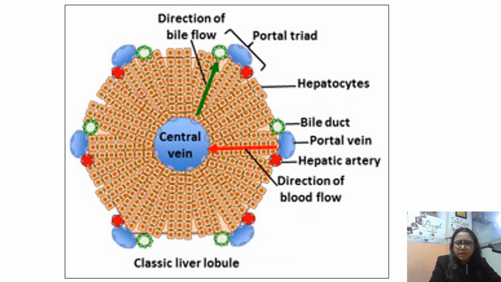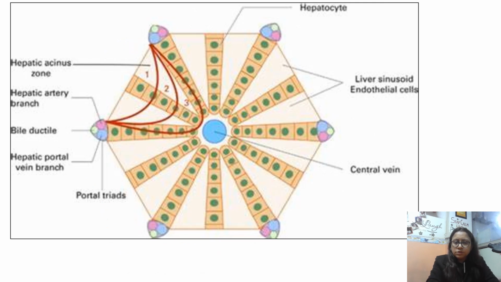This is the same thing. The direction of blood flow will be from the periphery to the center, that is zone 1 to zone 3. Similarly, the bile flow will be opposite: from the central vein to the portal triad. This is the simpler schematic representation here.